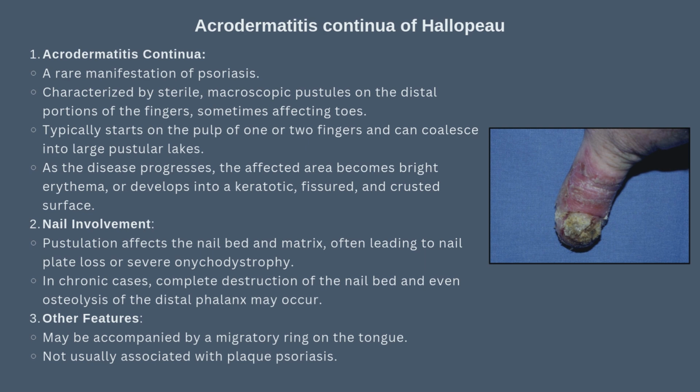Nail involvement. Pustulation affects the nail bed and matrix, often leading to nail plate loss or severe onychodystrophy. In chronic cases, complete destruction of the nail bed and even osteolysis of the distal phalanx may occur. Other features may be accompanied by a migratory ring on the tongue. Not usually associated with plaque psoriasis.